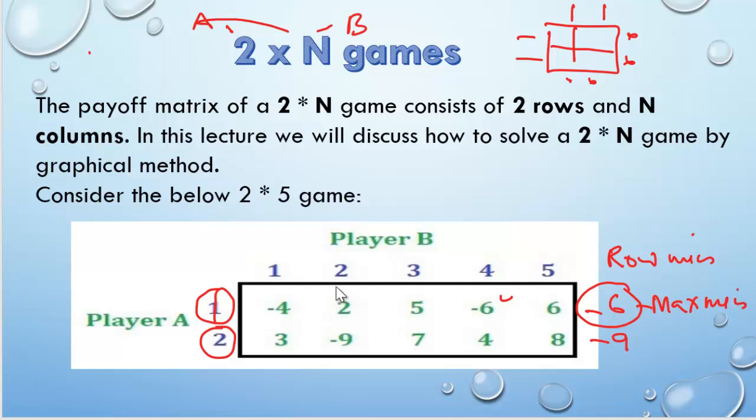But for player B, it is a loss, because if the numbers are positive, the payoff goes to player A. So what will player B try to do? It will try to see the maximum loss it is having. So I will look at the maximum in each column. In this column it is 3, in this column it is 2, and here it is 7, and so on. Out of these maximums, what is the minimum for player B?